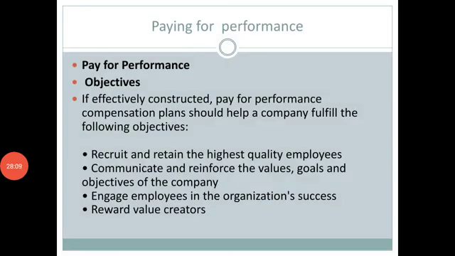Then engage employees in the organization's success. How to make the organization very successful? For this, you can engage these people because you are paying them for the performance, and they will always like to improve their performance. So they will contribute towards organization success. Then reward value creators, which means they will help you to create value in everything.